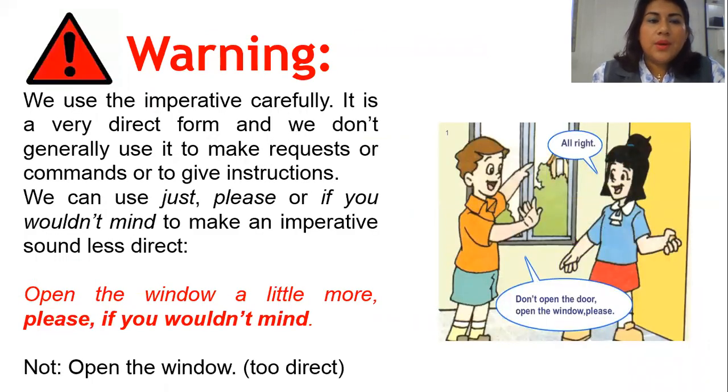Warning. We use imperatives carefully. It is a very direct form and we don't generally use it to make requests or commands or to give instructions. We can use just, please, or if you wouldn't mind to make an imperative sound less direct. Open the book a little more, please, if you wouldn't mind. Not: Open the window. Too direct.